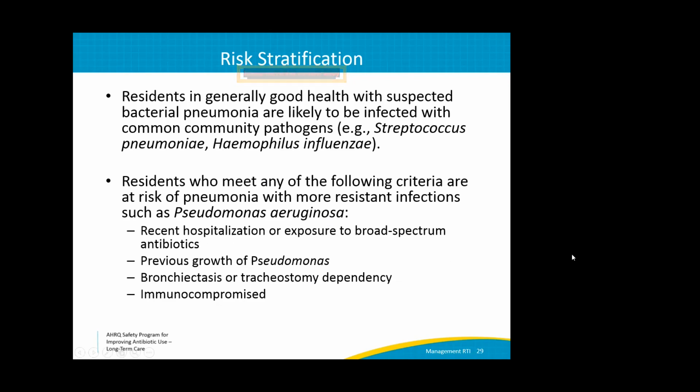Of course, any resident who has a history of prior Pseudomonas infection is going to be at increased risk, as well as residents who have structural lung disease like bronchiectasis or who are tracheostomy or ventilator dependent. And of course, also residents who have some sort of immunocompromising condition like a hematologic malignancy or an organ transplant or autoimmune disease that requires treatment with immunocompromising medications.